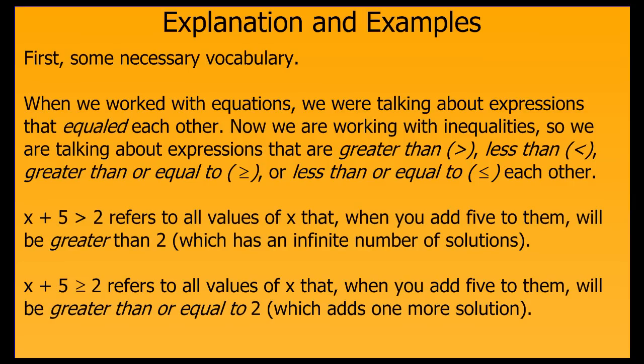So, for example, x plus 5 greater than 2 refers to all values of x that, when you add 5 to them, will be greater than 2. This has an infinite number of solutions. If we have x plus 5 greater than or equal to 2, it refers to all values of x that when you add 5 to them are greater than or equal to 2. This has all the same solutions as the previous problem, plus one more, the value that actually makes it equal to 2.